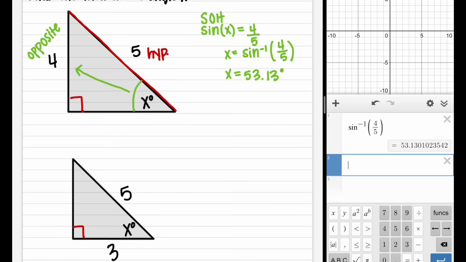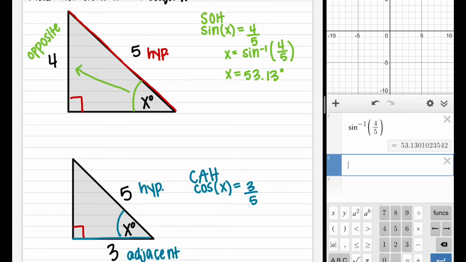All right, let's do another example. In this one, I'm going to show you where you might not have the opposite side. What if you have the adjacent side to the angle that you're trying to find? So 3 would be the adjacent side, and 5 would be the hypotenuse. If I have adjacent and hypotenuse, that goes with cosine. So the cosine of angle X is equal to the adjacent side, 3, over the hypotenuse, 5.